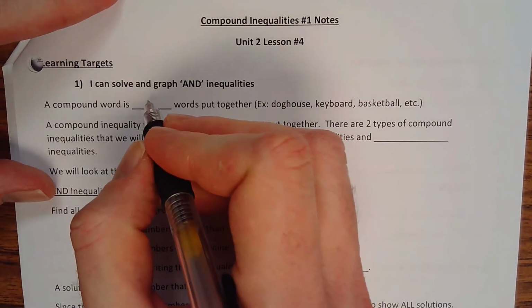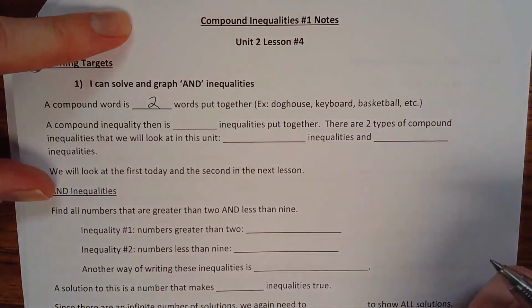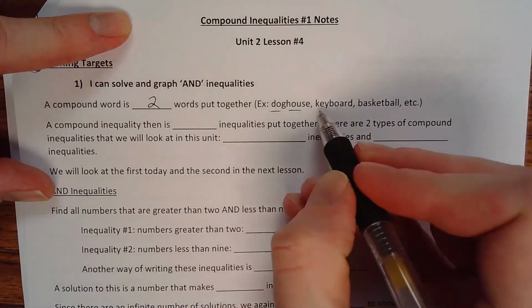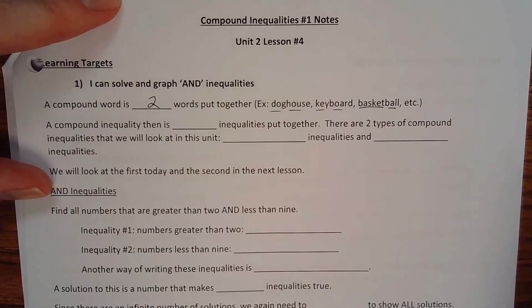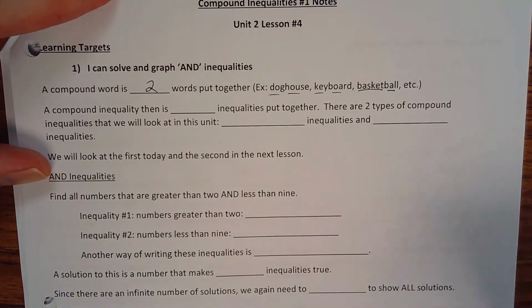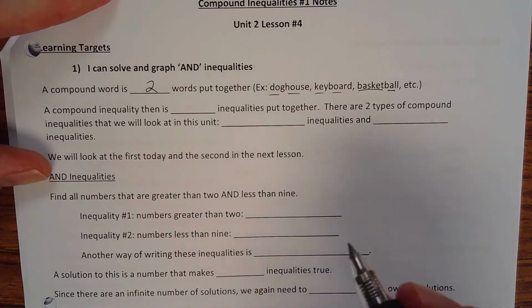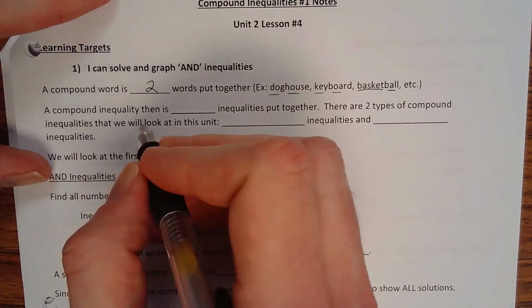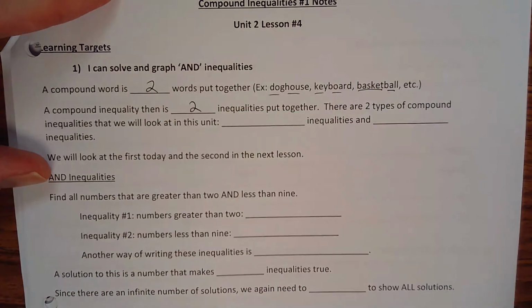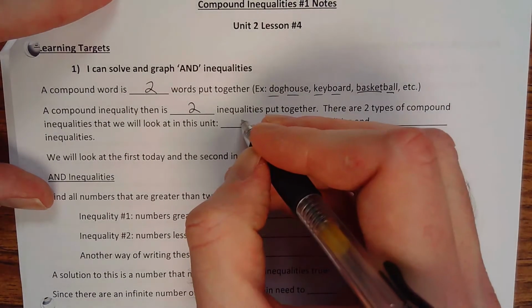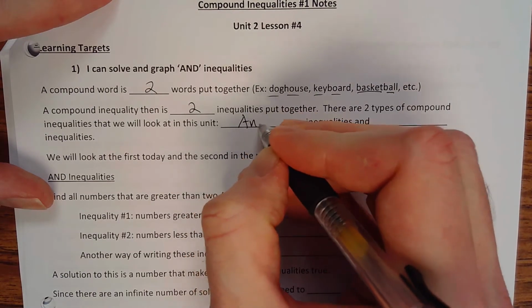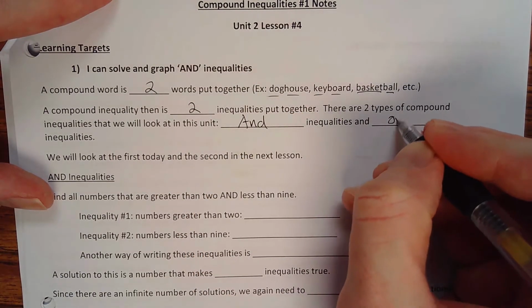A compound word is when you have 2 words put together. So dog, house, keyboard, basketball. Okay, so a compound inequality is kind of the same thing. Compound inequality then is 2 inequalities put together. So there are 2 types of these that we're going to talk about the next 2 days. One type is and the other one is or.